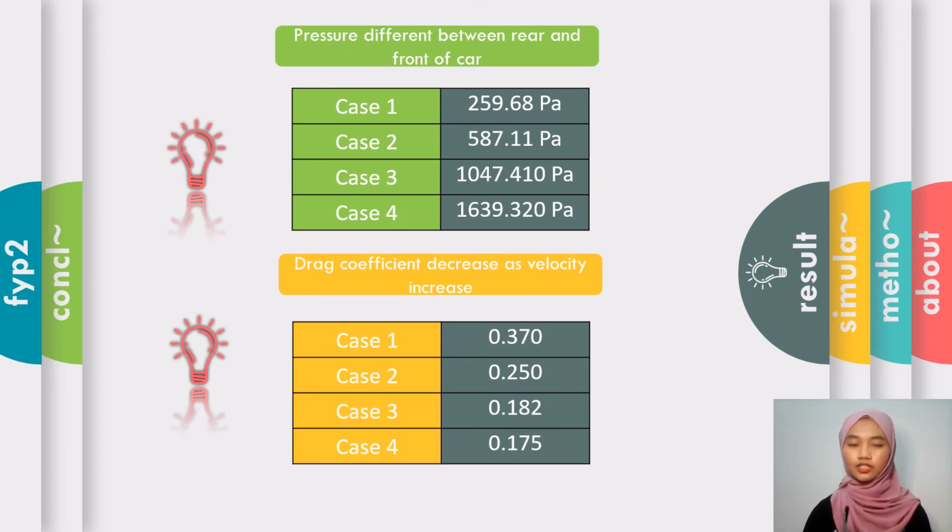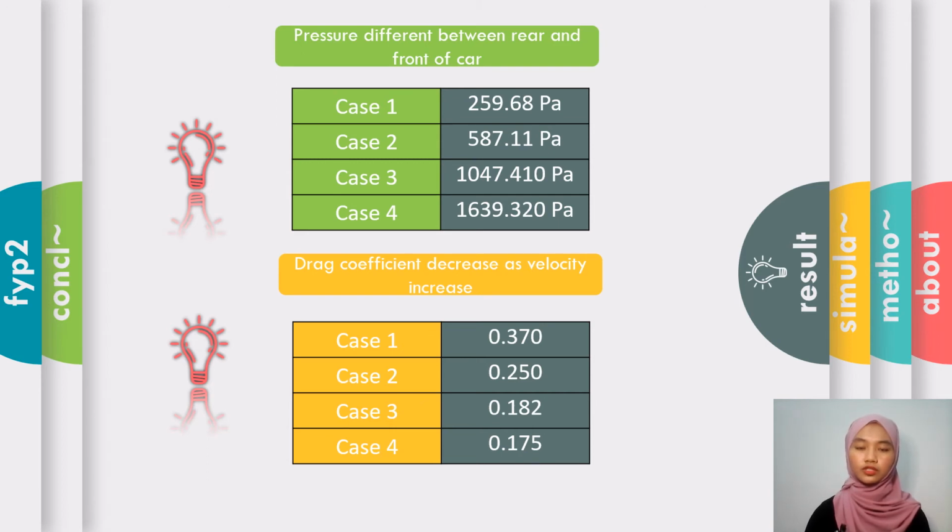After running the simulation, there are several parameters obtained from the result. The two tables show the results extracted from the simulation. The first table shows the pressure difference between the rear and front end of the car. We can see the value of pressure difference increases along with the velocity. As stated in the previous slide, the higher the velocity, the higher the pressure difference between the rear and front end of the car. The highest pressure difference is 1639 Pascal when the velocity is 50 meters per second.